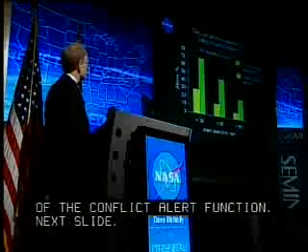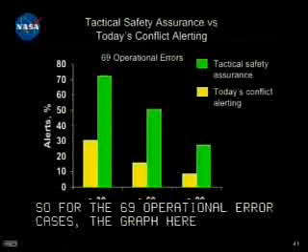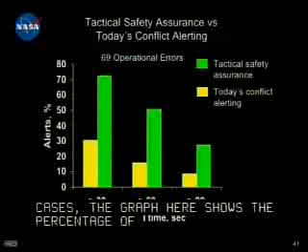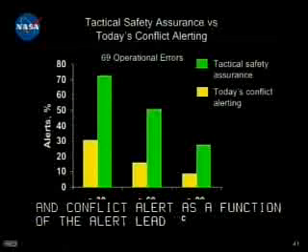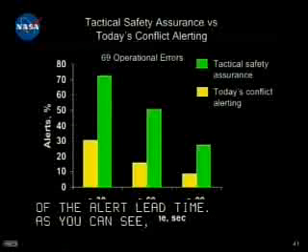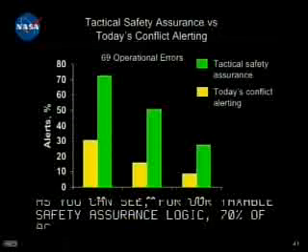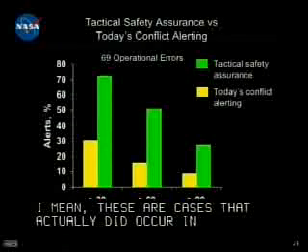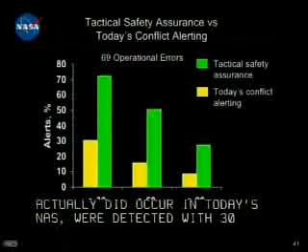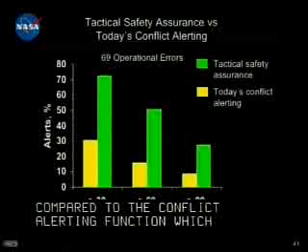So for the 69 operational error cases, the graph here shows the percentage of alerts for both our tactical safety assurance and conflict alert as a function of the alert lead time. As you can see, for our tactical safety assurance logic, 70% of actual operational error cases, I mean these are cases that actually did occur in today's NAS, were detected with 30 seconds or greater before loss of separation, compared to the conflict alerting function, which caught about 30% of them.